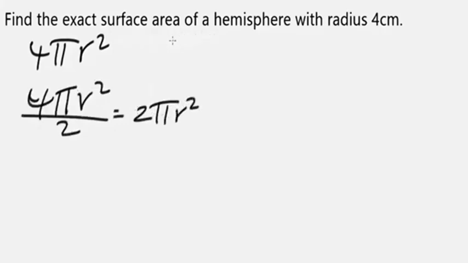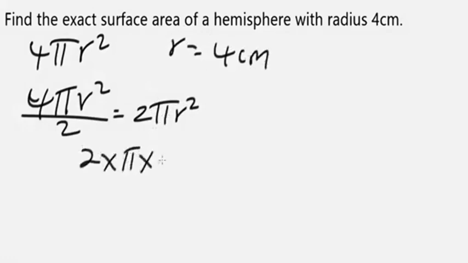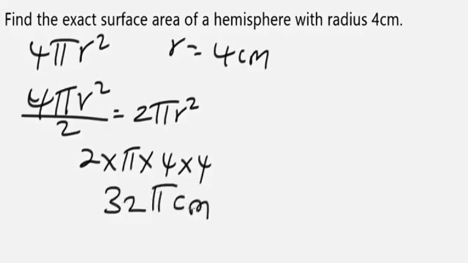In this question, our radius is 4 cm. When we plug it into this formula, we have 2 times pi times 4 times 4. Punching in the calculator, 4 times 4 is 16, and 16 times 2, our answer will be 32 pi cm square. That will be the answer to this question. Note again that when you're asked to find the exact value of something, you should leave your answer in terms of pi.